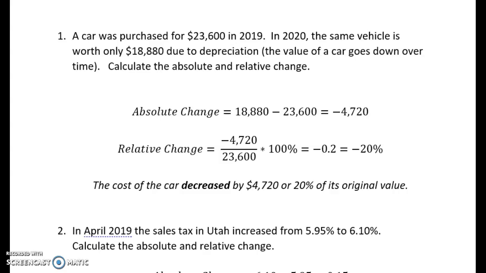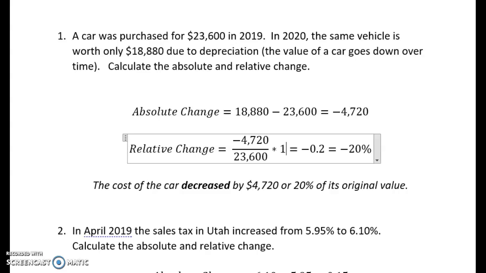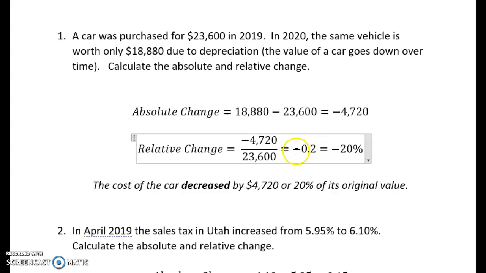If we want to find the relative change, we want to take the absolute change, which we've already calculated. So we've already done the new minus old here, so that's replaced in the numerator. And we want to compare that to the old value, the starting value of the car. So dividing negative 4,720 by 23,600. So when you divide, you get negative 0.2. I'm going to take this 100% out for a second. So before you change it to a percent, the decimal is negative 0.2. And then when you turn that decimal into a percent, it's negative 20%.